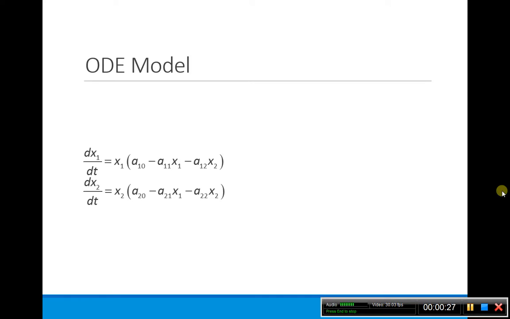The typical ODE model is given by this equation. Here x1 is one of the populations, x2 is the other population. Here we're looking at the change in x1. It has some kind of birth rate, A10 x1, but whenever it's together with itself, it's going to have competition, and whenever it's together with the species x2, it's also going to decrease. Similarly for x2, it has some kind of birth rate, but it competes with x1 and also itself for resources.